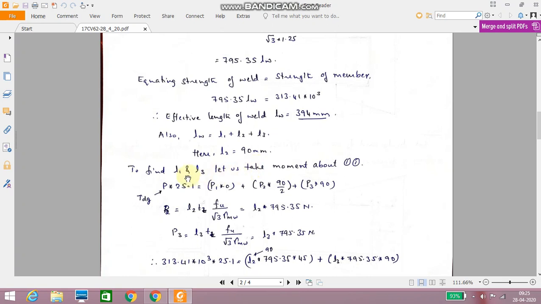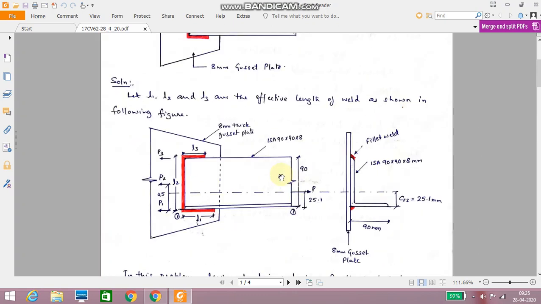Now let us try to find out the values of L1 and L3. Initially we will be finding L3, later at the end we will be finding L1. So here, to find out L1 and L3, let us take moment about section 1 1. So where do we have section 1? Section 1 1 is here, 1 1. Section 1 1 is here.